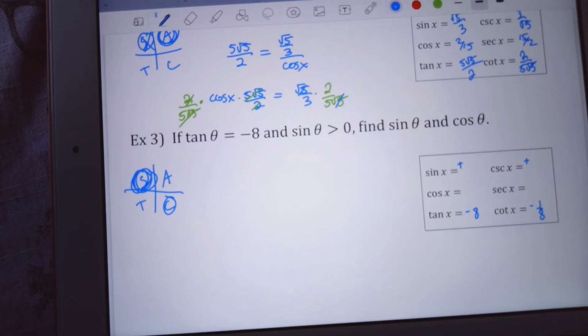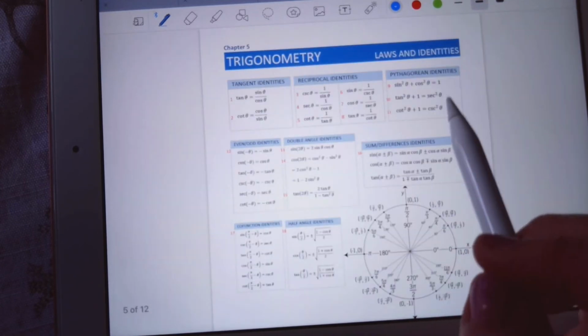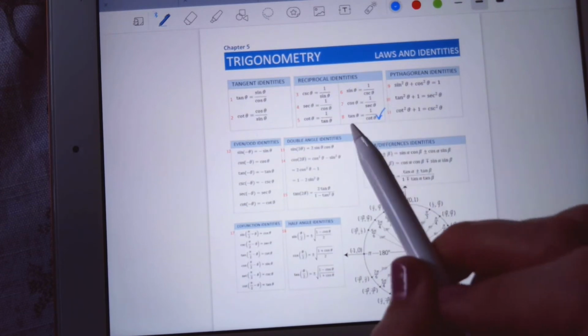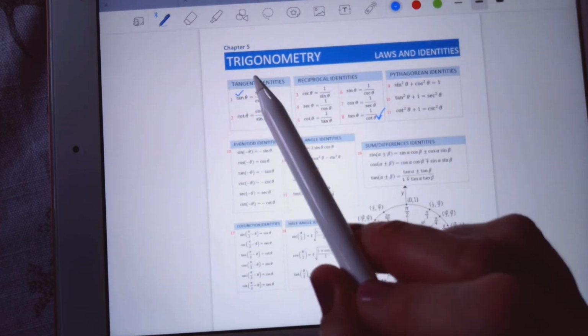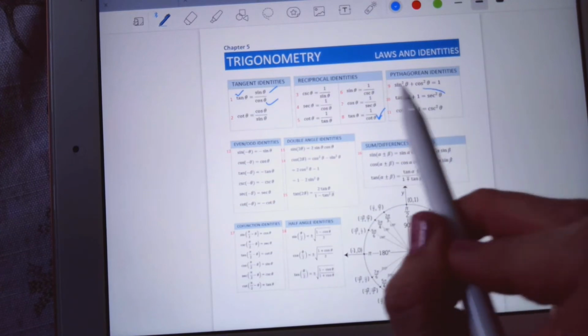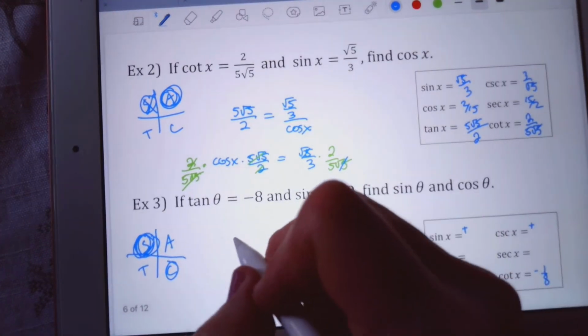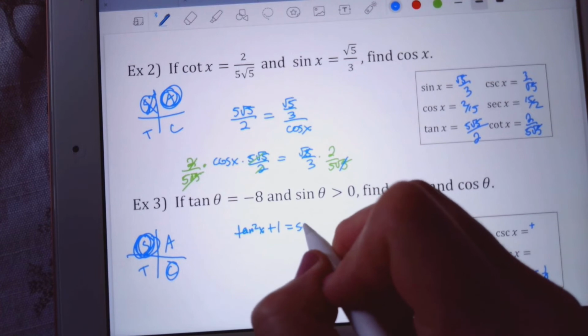And let's see. What can we use? So I don't know sine or cosine, but I do know tangent. So let's go back and look at our list. This one's not going to do me any good right here because that's tangent, cotangent, I already have that. If I was going to use this, I would have to know one of these for it to help me. So we're going to use this guy right here. Tangent squared plus 1 equals secant squared.